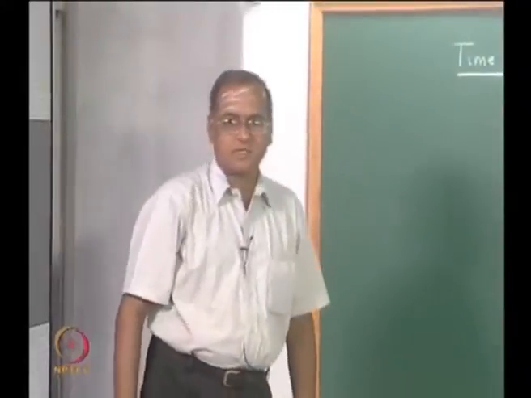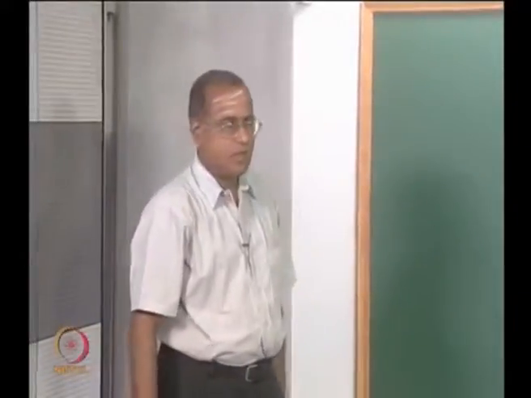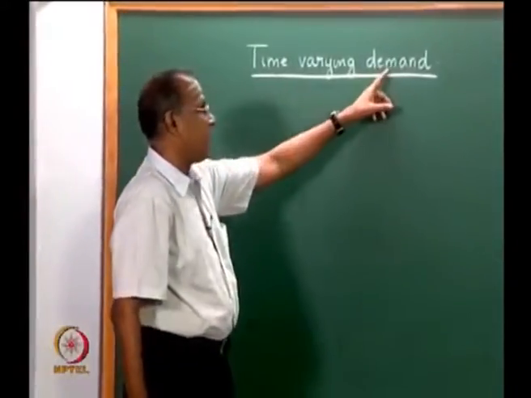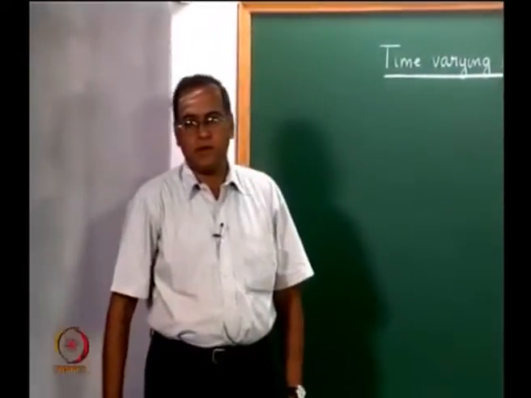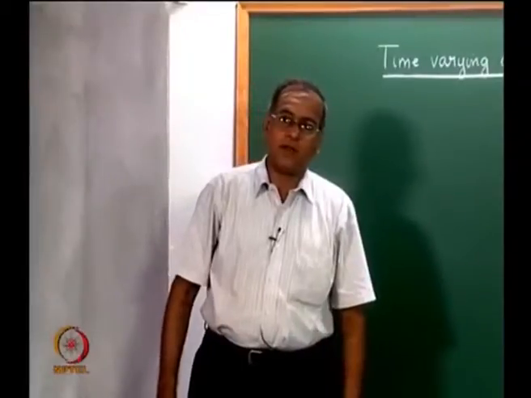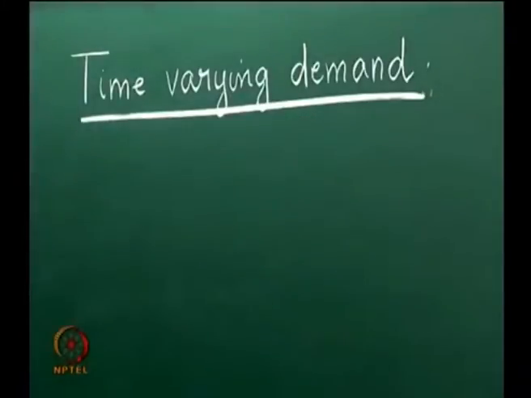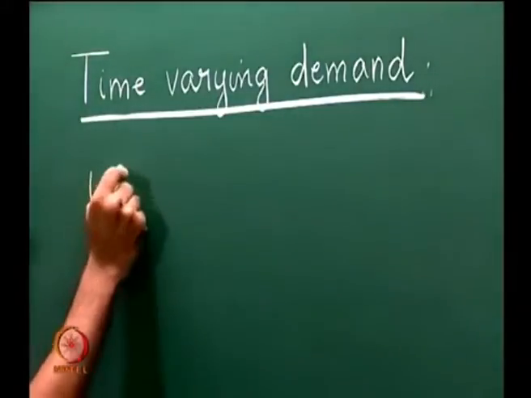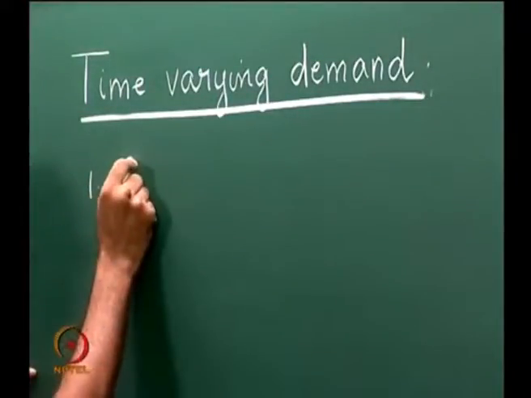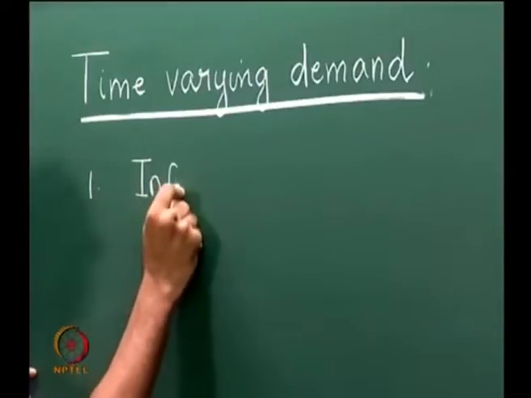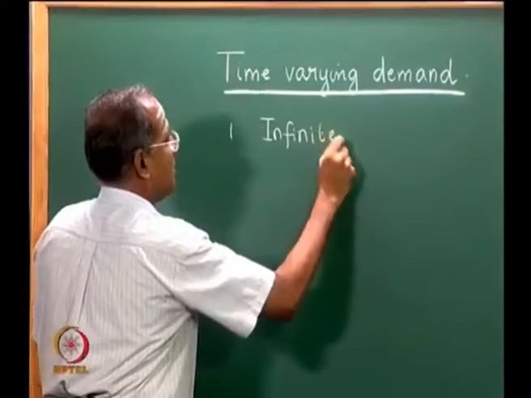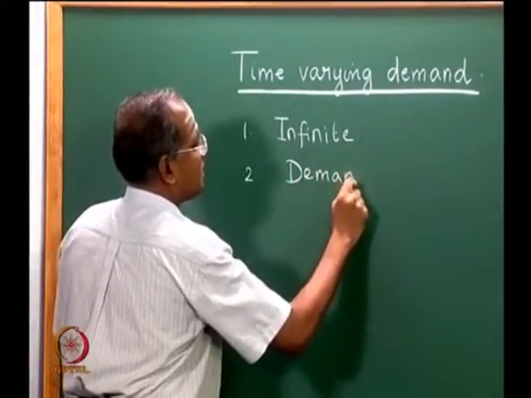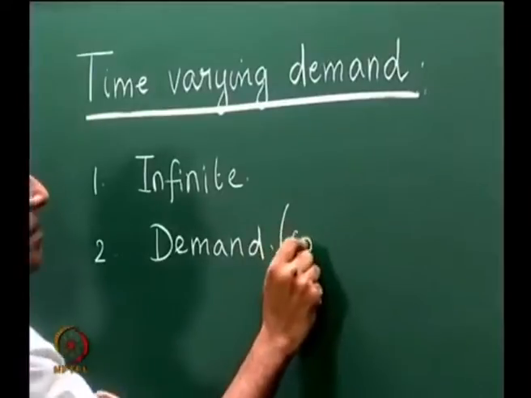Let us continue our discussion on inventory by looking at inventory models where the demand varies with time. So far in all the inventory models we have made two assumptions. One is that the planning period is infinite, and second is that demand is the same, constant and uniform.